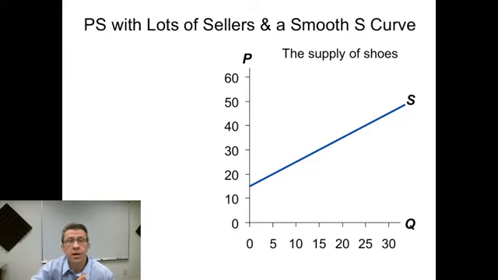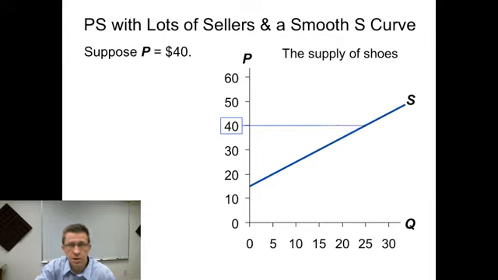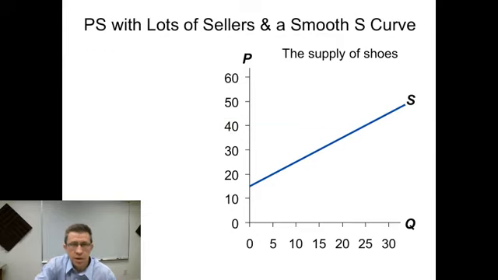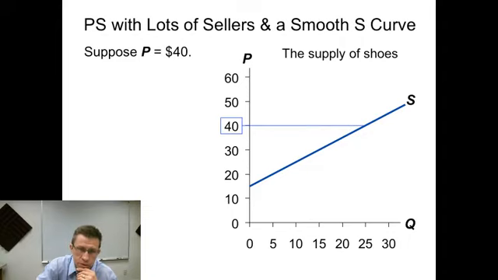Okay, welcome back. Now that we're looking at producer surplus with lots of sellers and a smooth supply curve, right? We've looked at the step supply curves before. We're considering the case for shoes. At a price of $40, what would be the producer surplus?